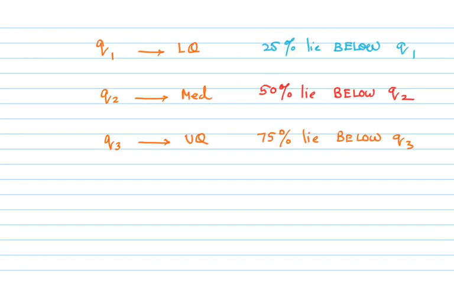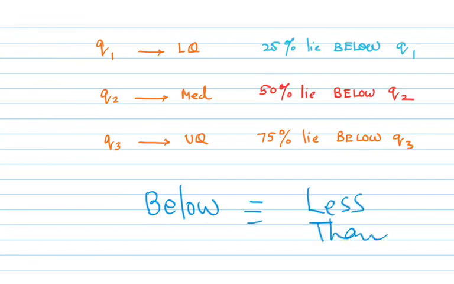Now, we all know that Q1 means lower quartile, Q2 means median, Q3 means upper quartile. We know that 25% of the distribution lies below the lower quartile, 50% of the distribution lies below the median, 75% below the upper quartile. Now the word below is the same thing as the word less than. Keep that in mind.